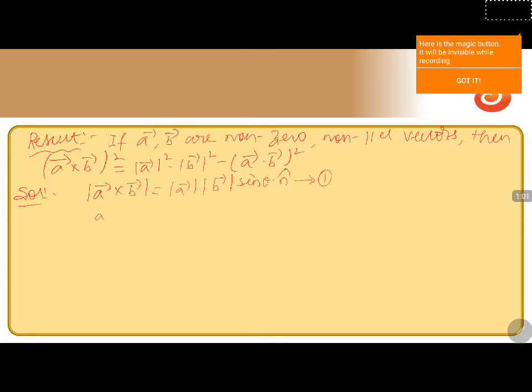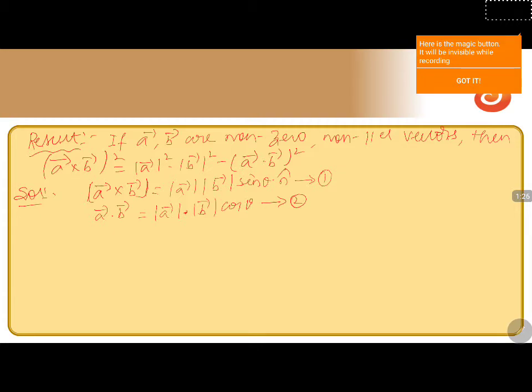Now take the dot product between the two vectors, that is known as A dot B, which is equal to |A| into |B| into cos of the angle between the two vectors. Call it equation 2.